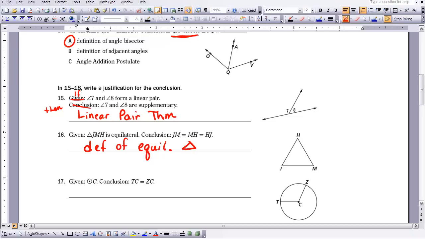Number 17 also is another example where we didn't do it in chapter 3, we actually discussed it in chapter 2 or 1, where we talked about the center of a circle to any point on the circle being equidistant. So if I look at half circle C and I'm going from TC and CZ, I know that my distance has to be the same because it's a circle, and I know that because the definition of a circle says so.